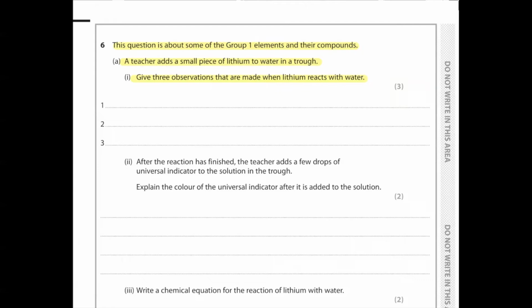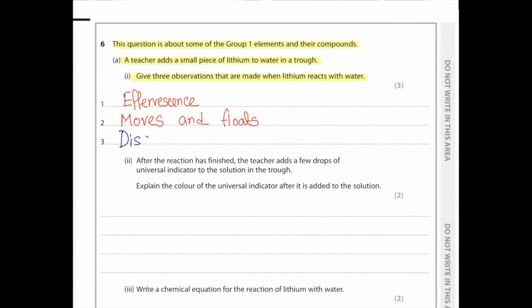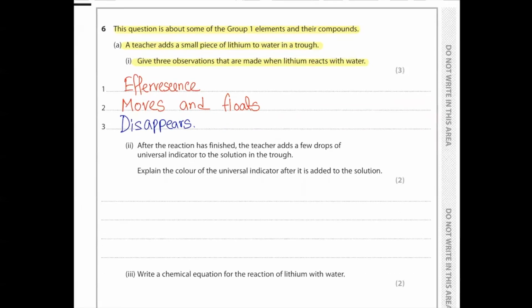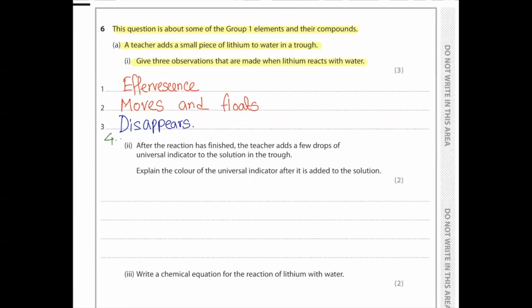So since we have to write only 3 points, we're going to say one of the observations will be effervescence. The second observation will be it moves and floats. And the third observation will be it will get smaller, or we can say disappears. Other points that we can also write, we can name it as point number 4, all right, that is vapor trail.